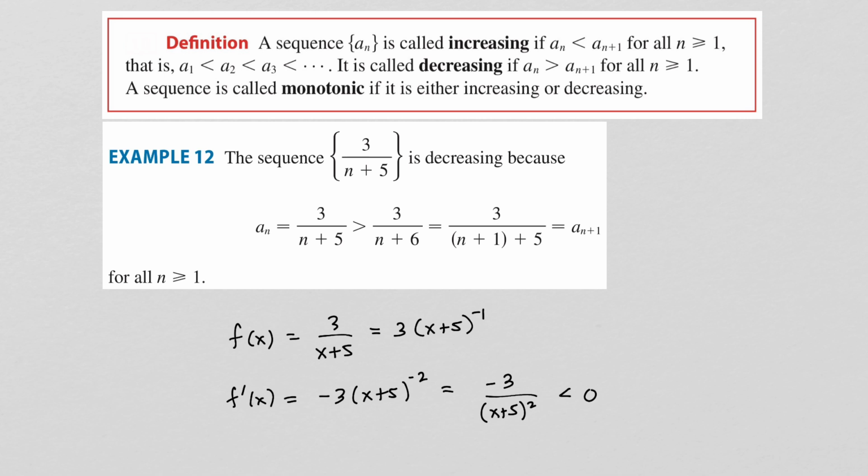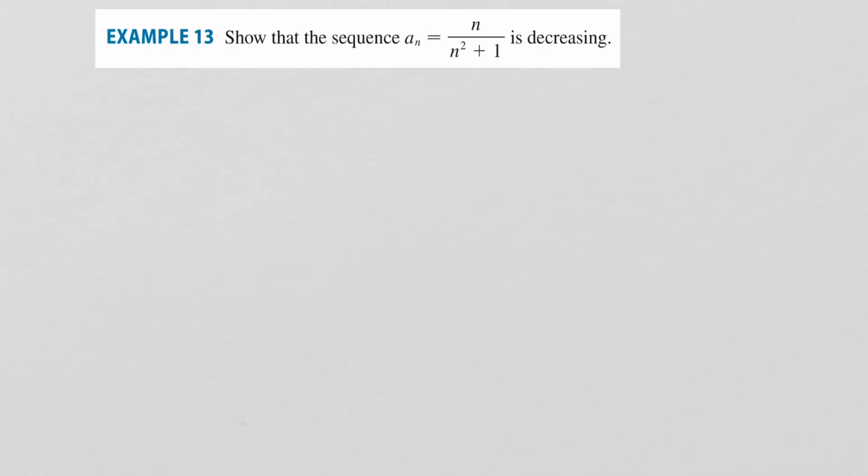Do you remember from Calculus 1, if a derivative is always less than 0, do you remember what that means? Yeah, it means that f of x is decreasing, right? So because the function f of x equals 3 divided by x plus 5 is decreasing, then the sequence with the same definition must also be decreasing. And I do believe this is a little bit easier way to show that a sequence is decreasing.